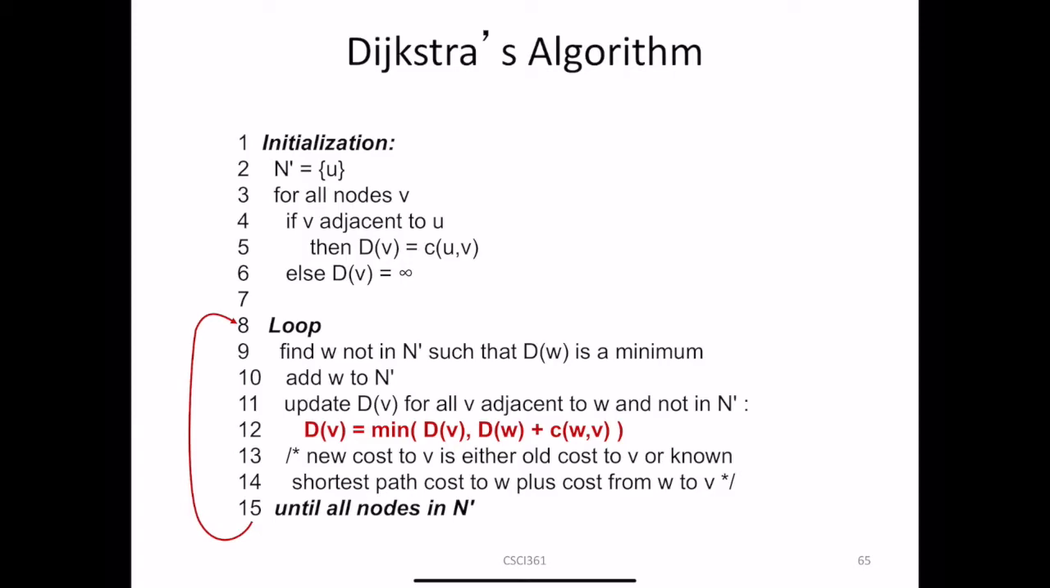This slide shows us the pseudocode for the Dijkstra algorithm. It includes two steps. The first step is initialization, and then we go into the loop. In the initialization step, we add the source node into the N prime set. For all nodes v, if v is adjacent to u, then we set the path cost D(v) equal to the link cost c(u,v). If there is no direct connection between v and u, we set D(v) as infinity.